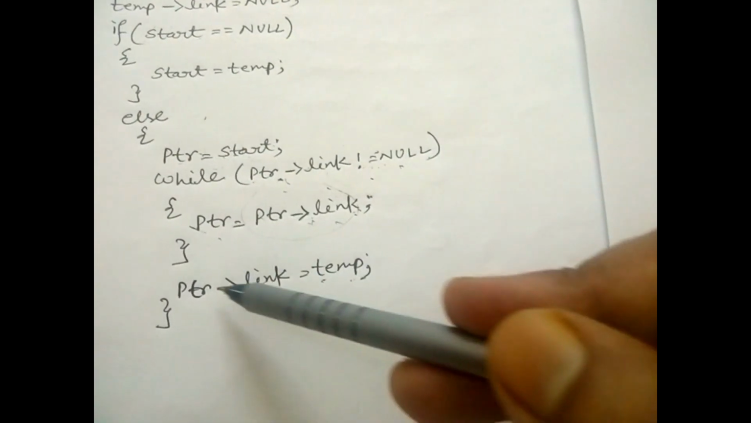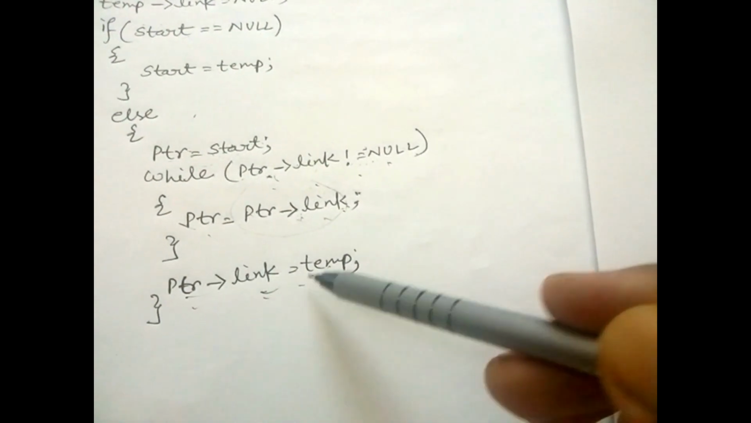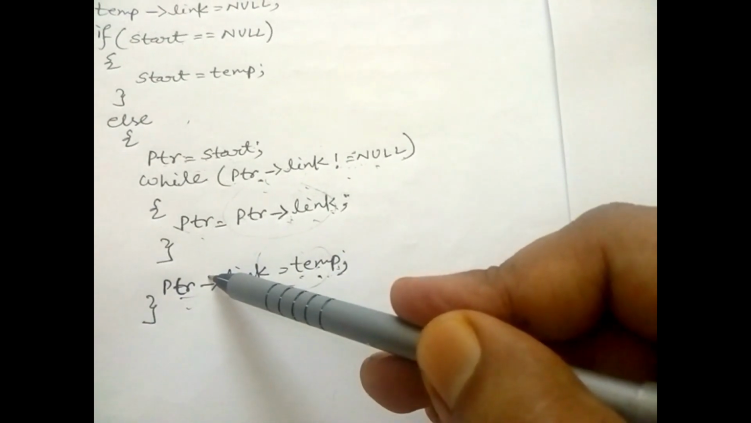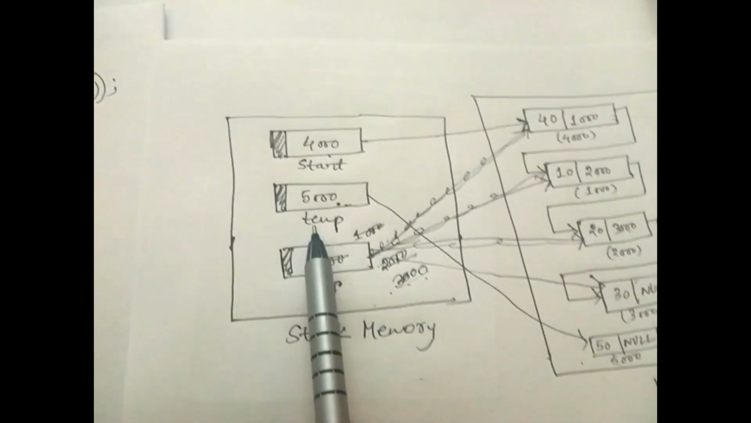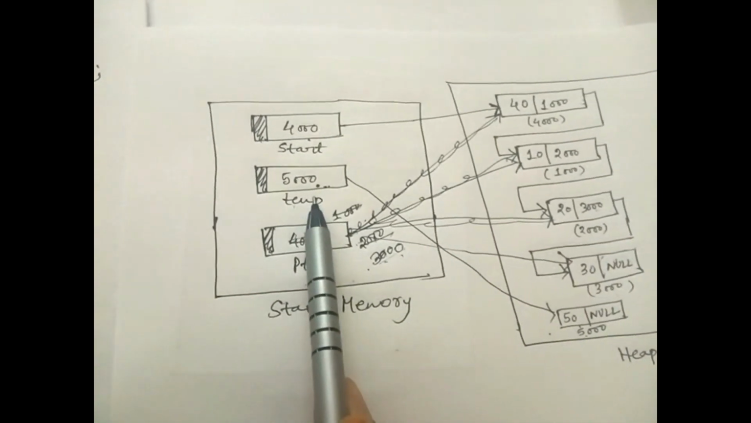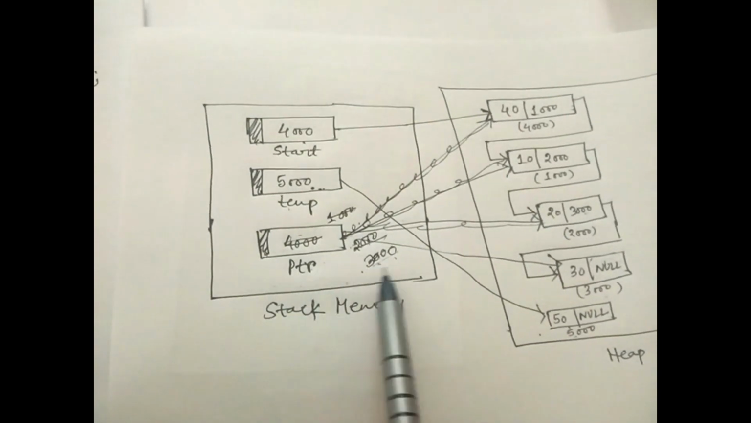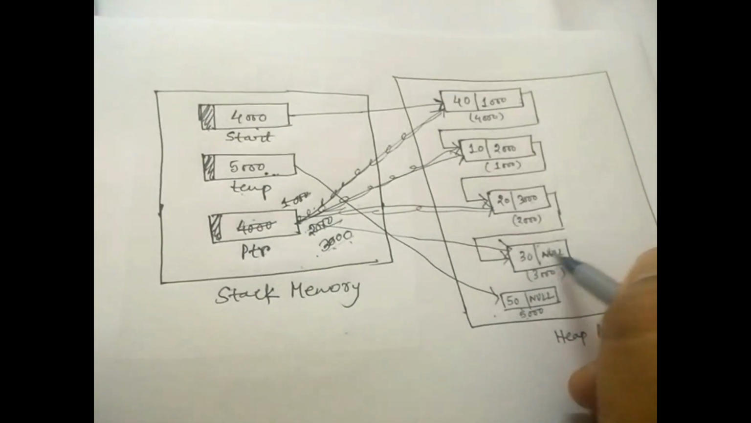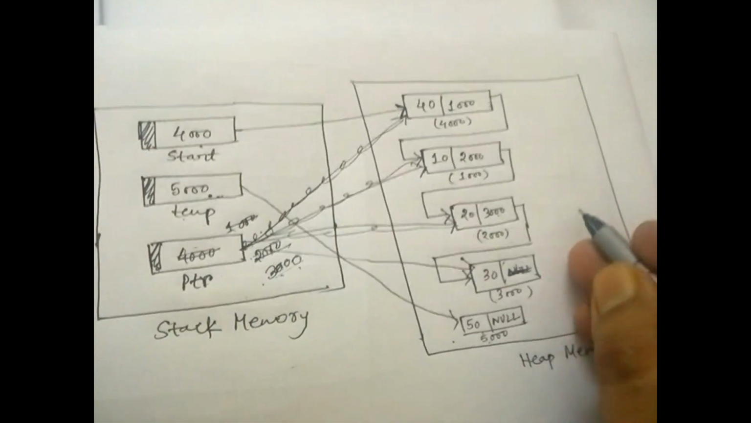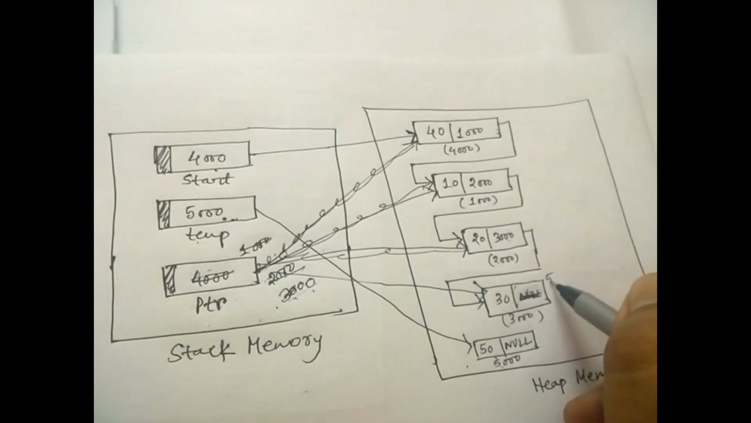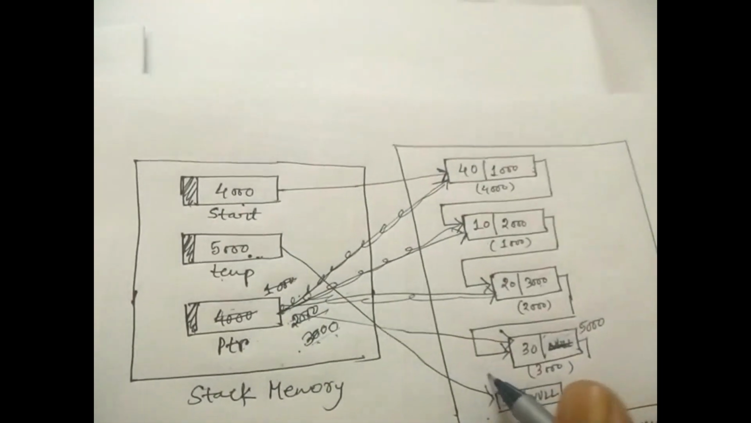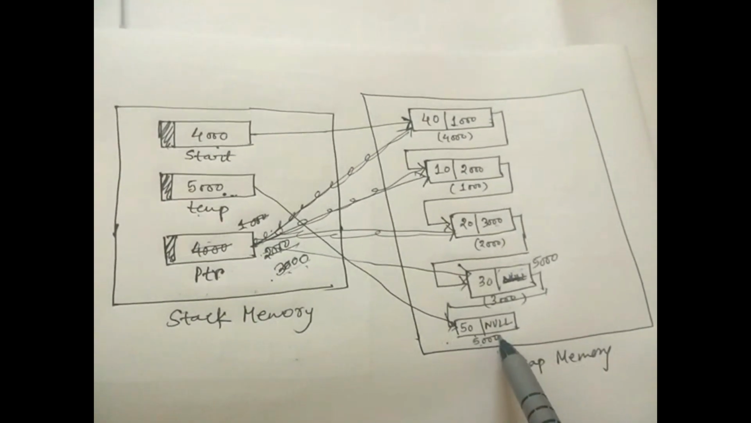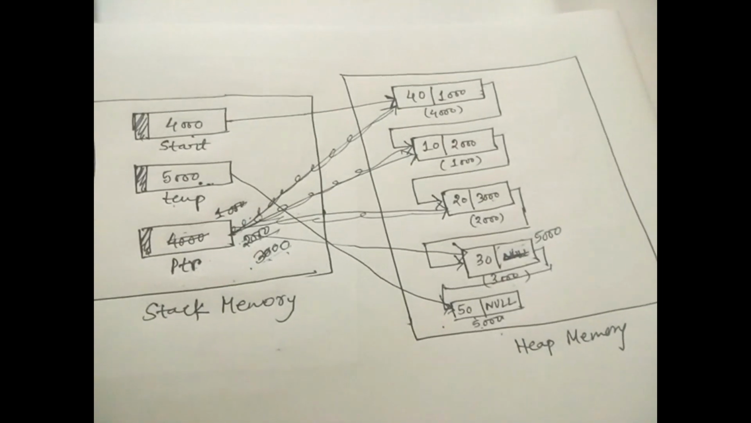Condition is not satisfied. Go to this statement, ptr arrow link equal to temp. So the value of temp is assigned into ptr arrow link. The value of temp is 5000, so 5000 is assigned into ptr arrow link. Ptr equal to 3000 and ptr arrow link equal to null, so the value of temp is assigned here. Now it points to this node. Okay, now it is the last node in the list. Clear?